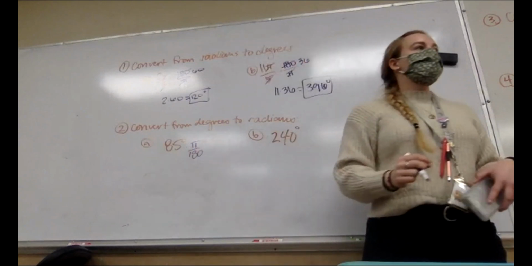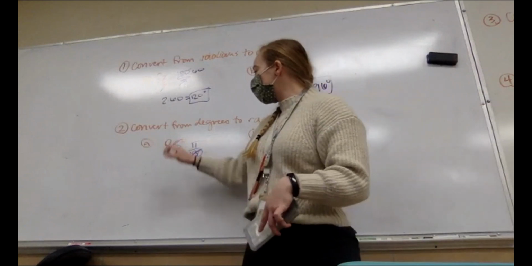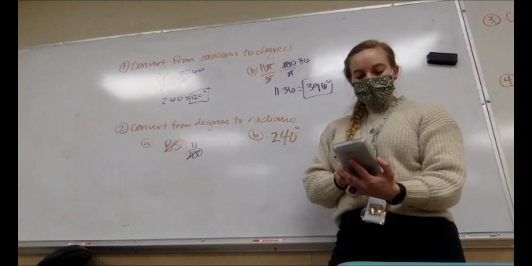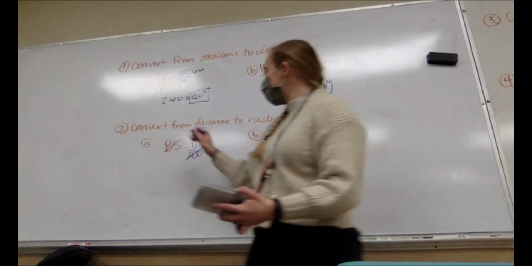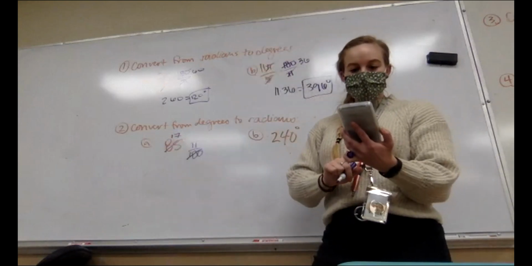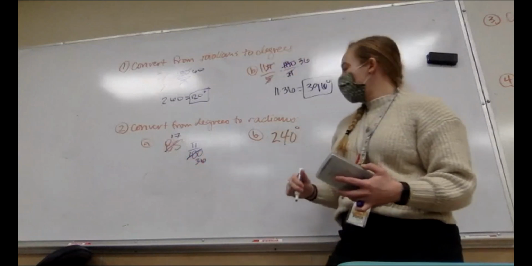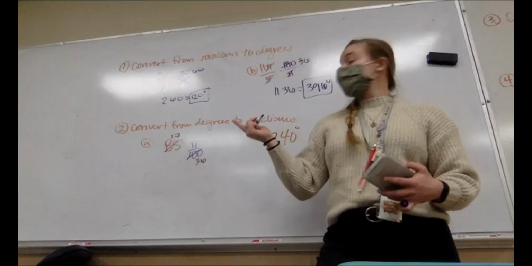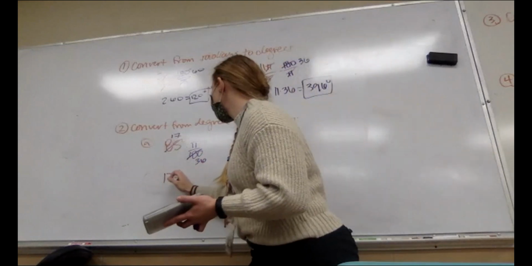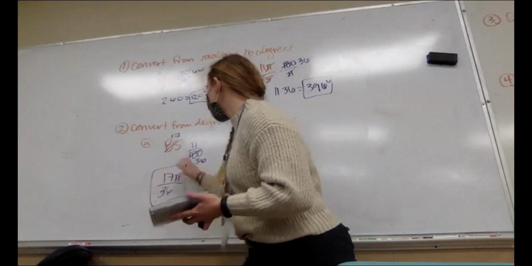And again, I know you probably just want to divide 180 and 85, but I want you to find a common factor. I believe they both are divisible by 5. 85 divided by 5 is 17. And then 180 divided by 5 is 36. 36 and 17 have nothing else in common, so that's it. I know it's kind of an ugly fraction of 17 pi over 36, but that's as good as we're going to get.